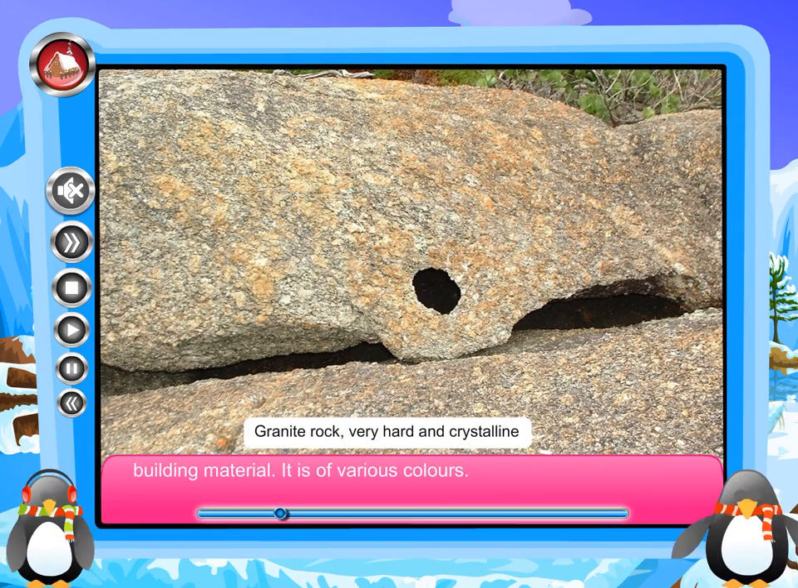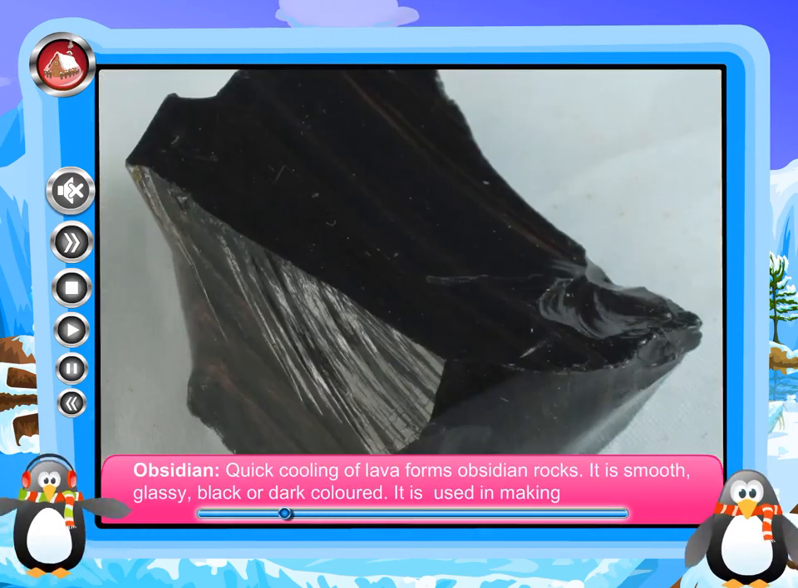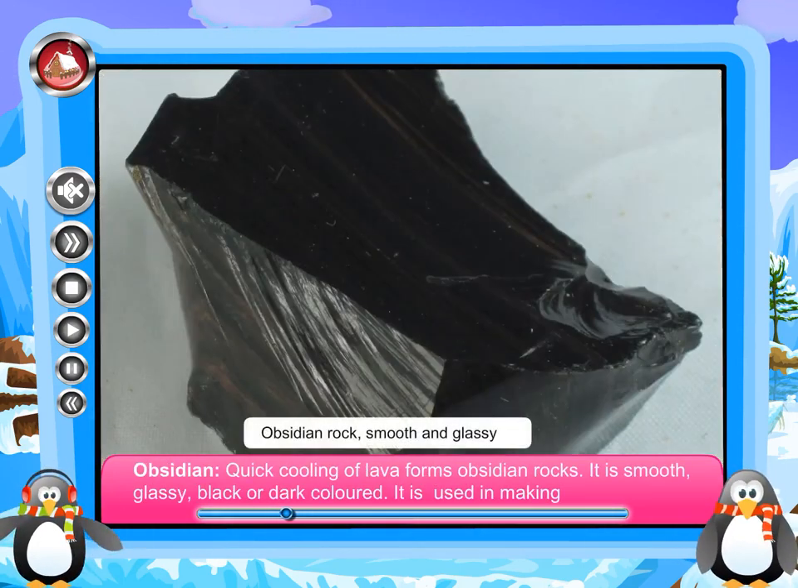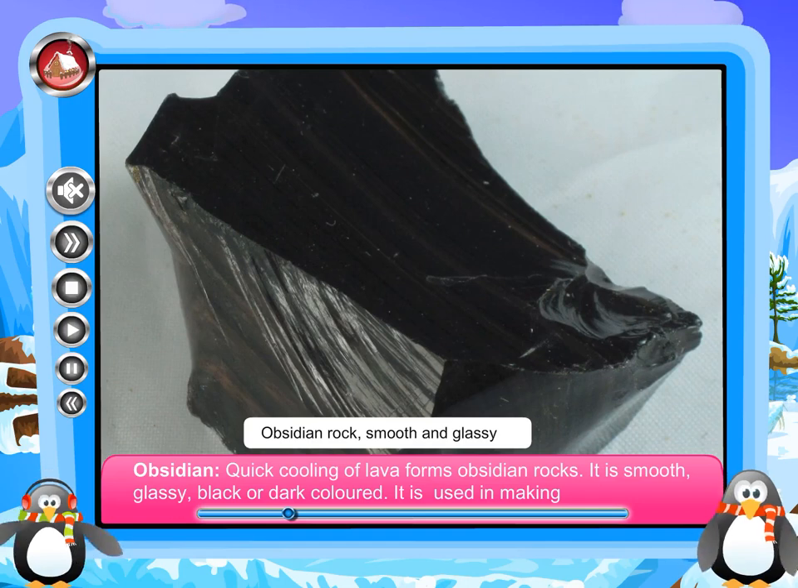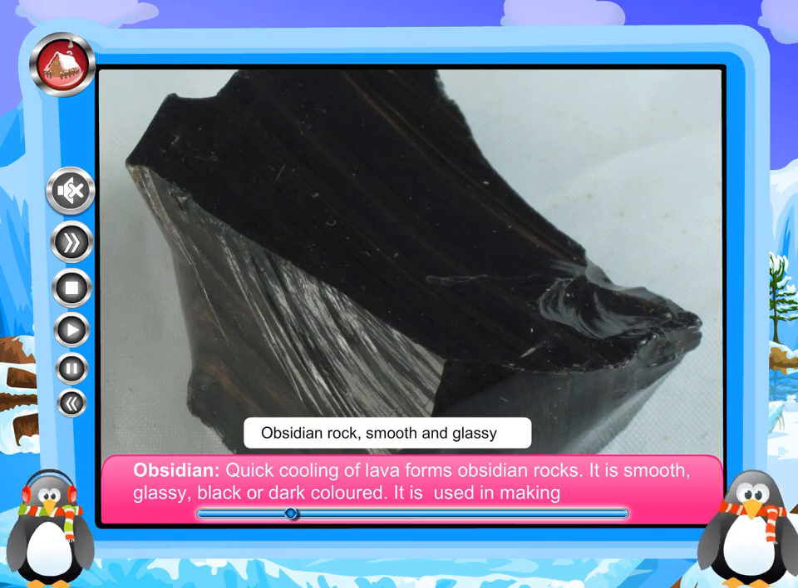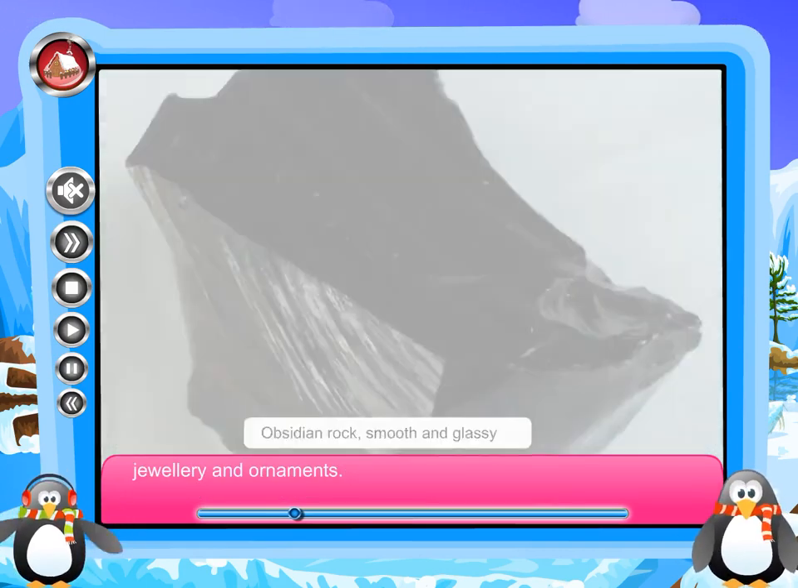It is used as building material. It is of various colors. Obsidian. Quick cooling of lava forms obsidian rocks. It is smooth, glossy, black or dark colored. It is used in making jewelry and ornaments.